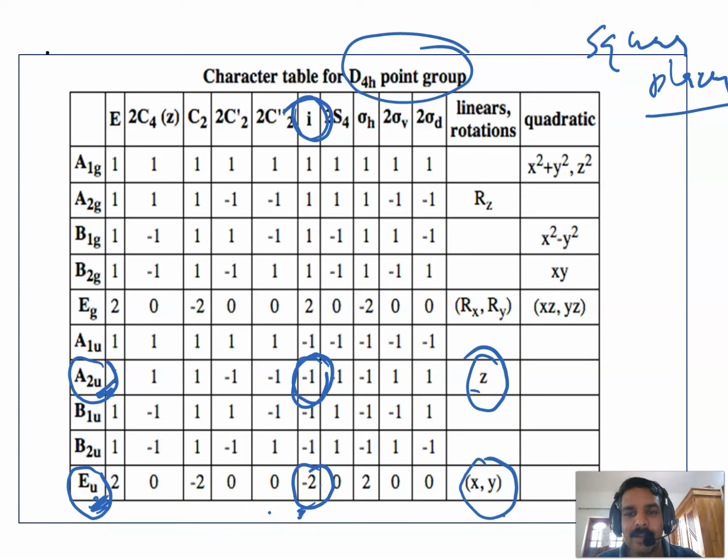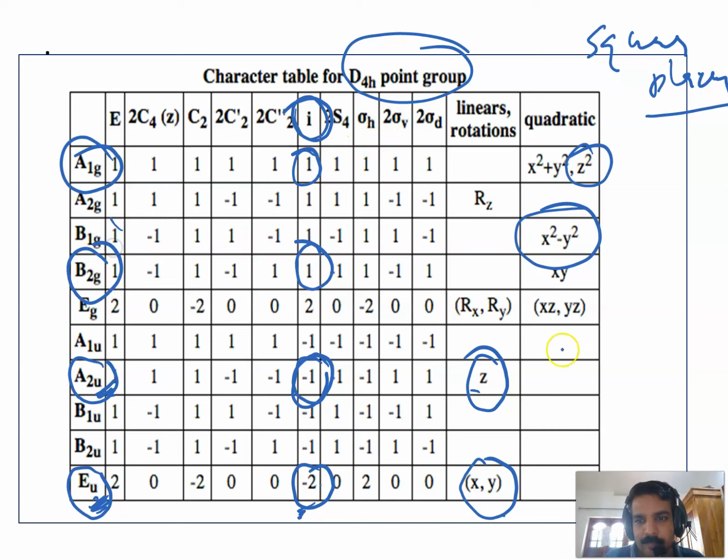Okay, clear. And in the case of the binary combinations, that is x square plus y square or z square, the character of I is equal to plus 1, therefore it is g representation. And x square minus y square, again the character of I is plus 1, again g. For xz, yz, the character of I is plus, therefore Eg. Clear. That is, in a centrosymmetric molecule, the center of inversion I has a minus sign for the x, y, z coordinates, therefore they belong to the u representation.